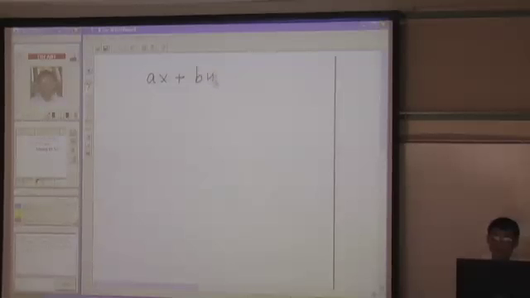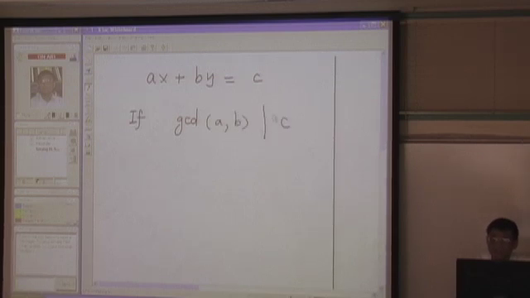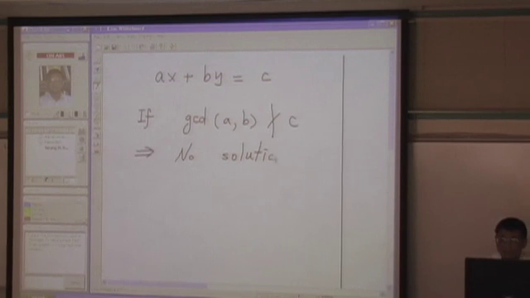To solve the problem of this pattern, all the numbers are integers. When we handle problems in this chapter, all the numbers are integers. Then assume that if the GCD, greatest common divisor of A and B, does not divide C, then there is no solution. We don't have any solution that satisfies the equation.